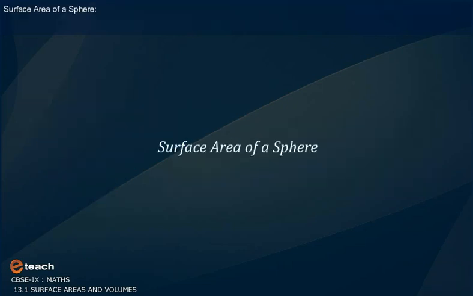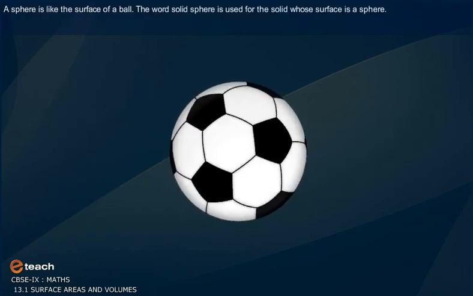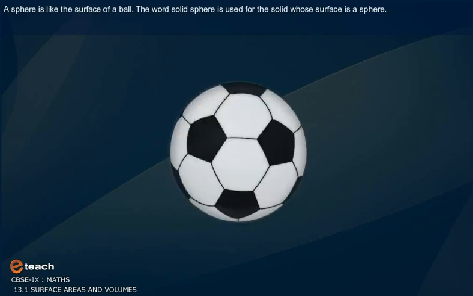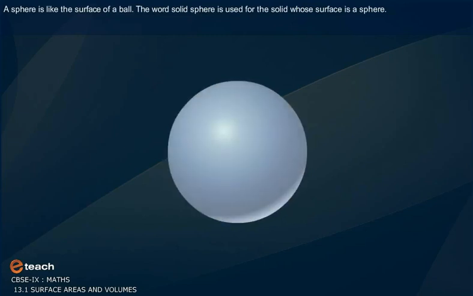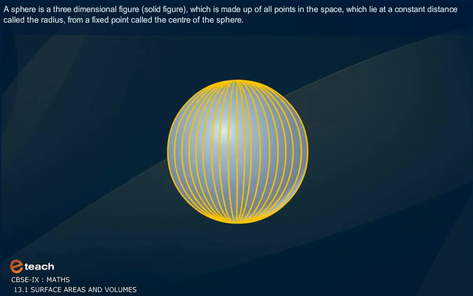Surface area of a sphere. A sphere is like the surface of a ball. The word solid sphere is used for the solid whose surface is a sphere. A sphere is a three-dimensional solid figure which is made up of all points in space which lie at a constant distance, called the radius, from a fixed point called the center of the sphere.